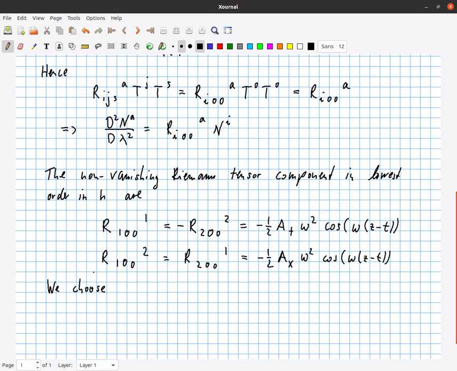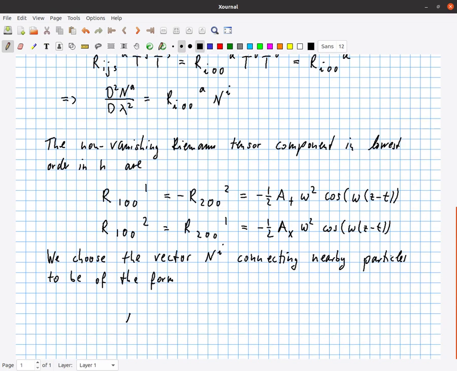Finally, we can choose N. We can choose the vector N^i connecting nearby particles to be of the form 0, n1, n2, 0. Why is this?